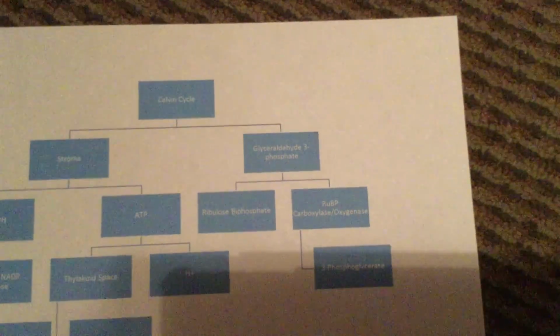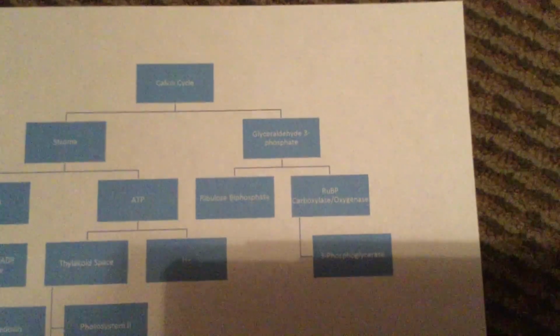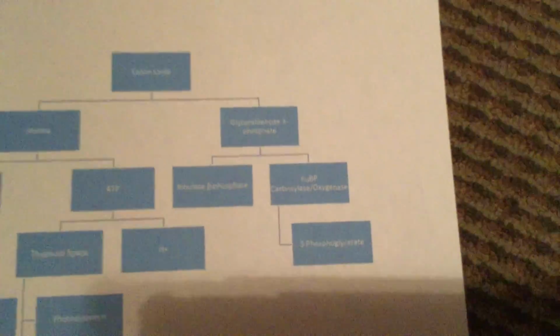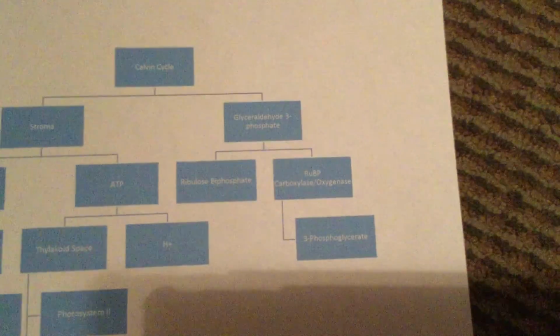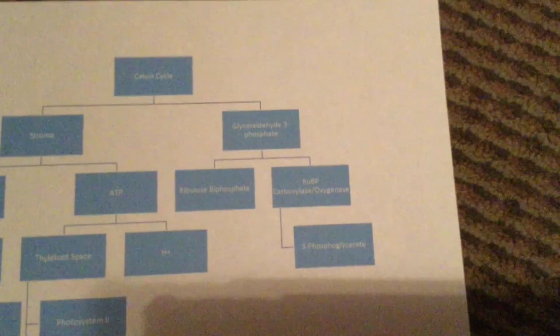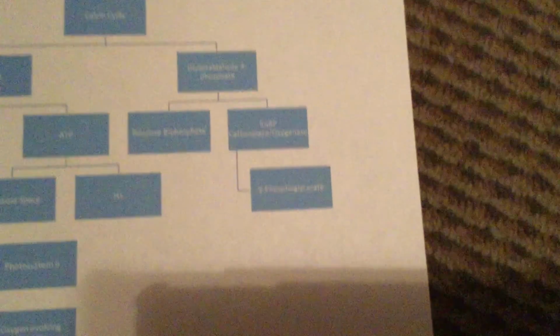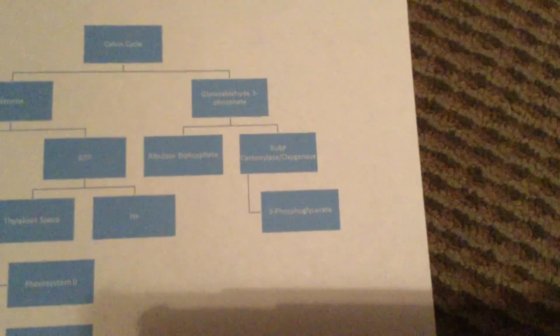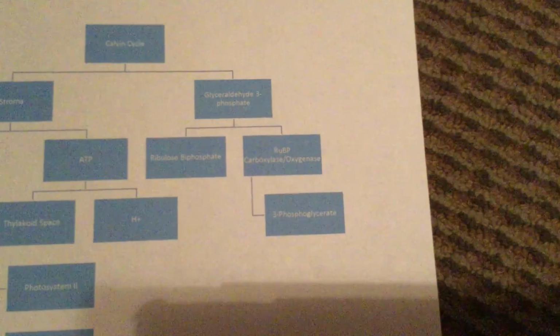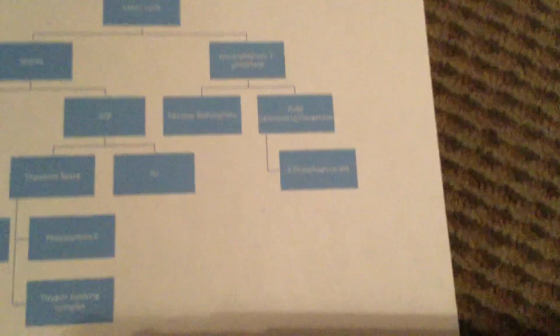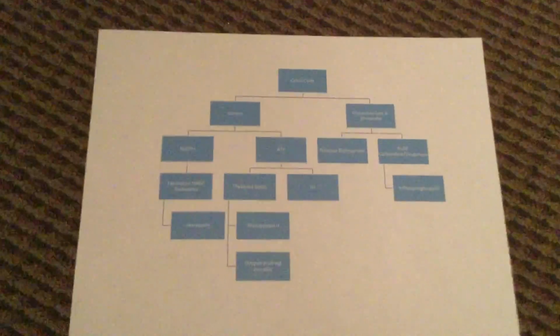Then back up to glyceraldehyde 3-phosphate, I had ribulose bisphosphate and RuBP carboxylase and oxygenase. And then from oxygenase, I had 3-phosphoglycerate. So yeah, that's mine.